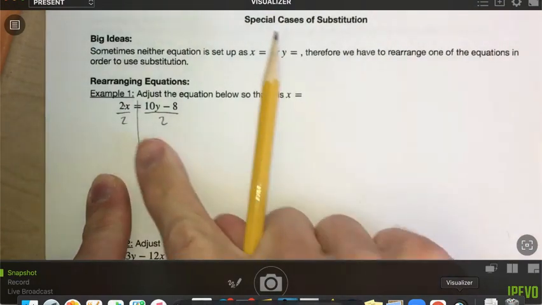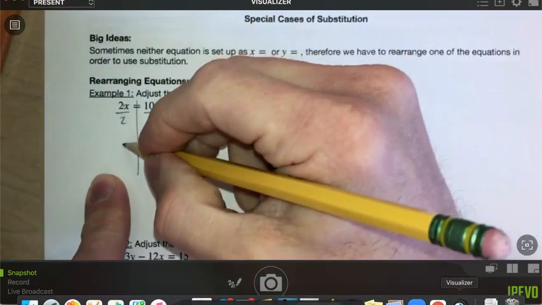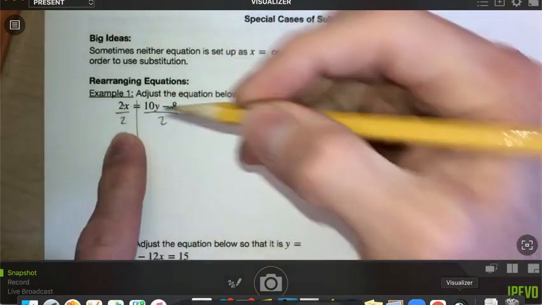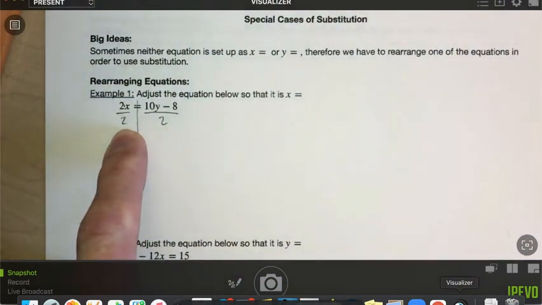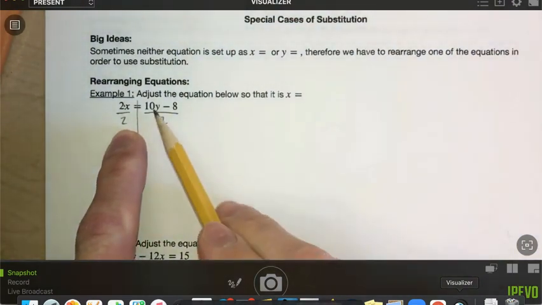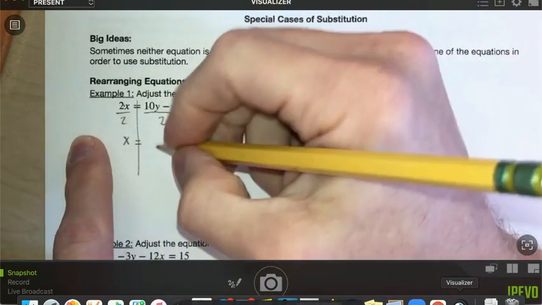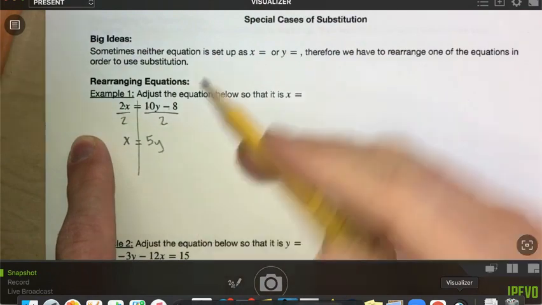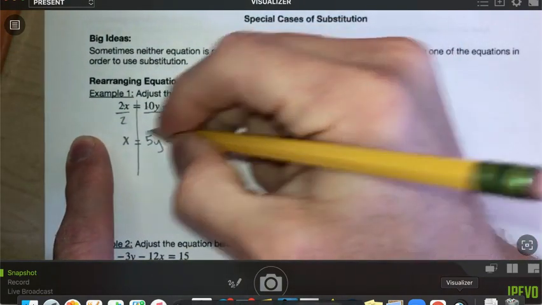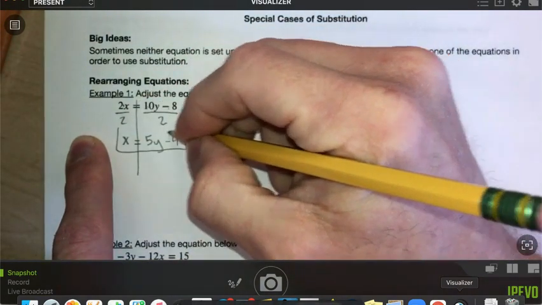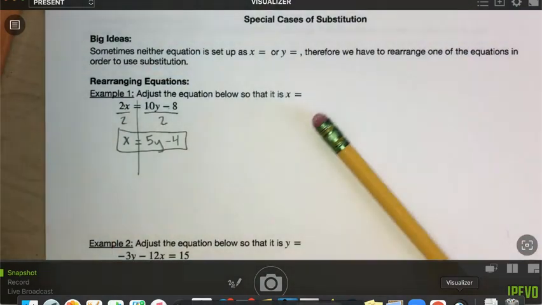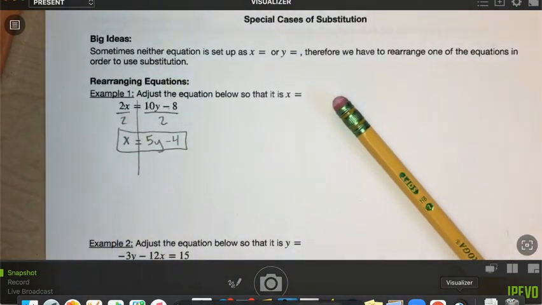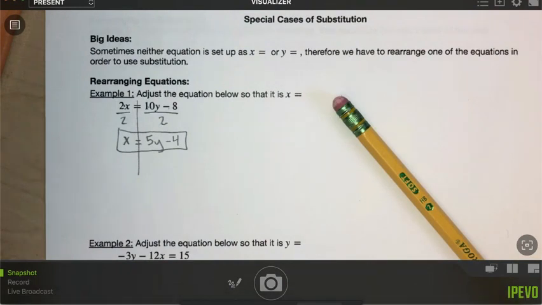So I'm just dividing by 2 so that I'm going to be left with x equals, but because I did that to the left side of the equation, I need to do that to the right side. So 10y divided by 2 is going to be 5y, and negative 8 divided by 2 is going to be negative 4. And there I have it. This is a rearranged equation that's now x equals.